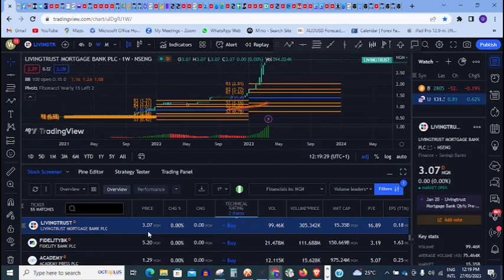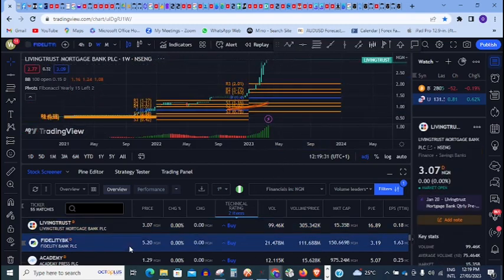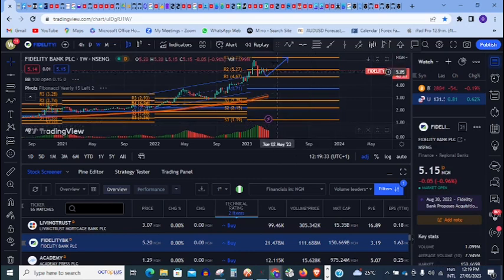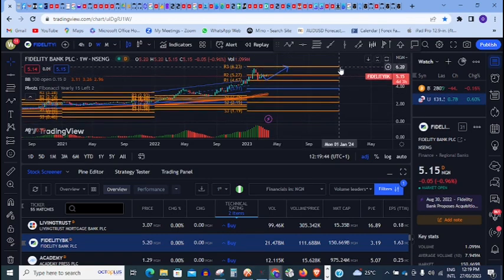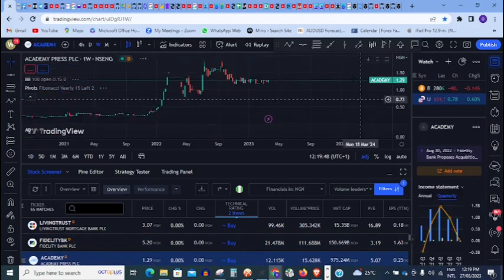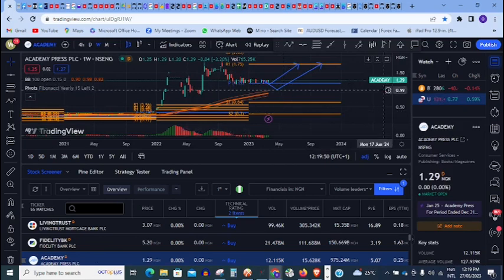Living Trust, that is overbought. Fidelity signal still valid. When you get entry at 4 naira 66 kobo, then you push it to 6 naira 20 kobo.